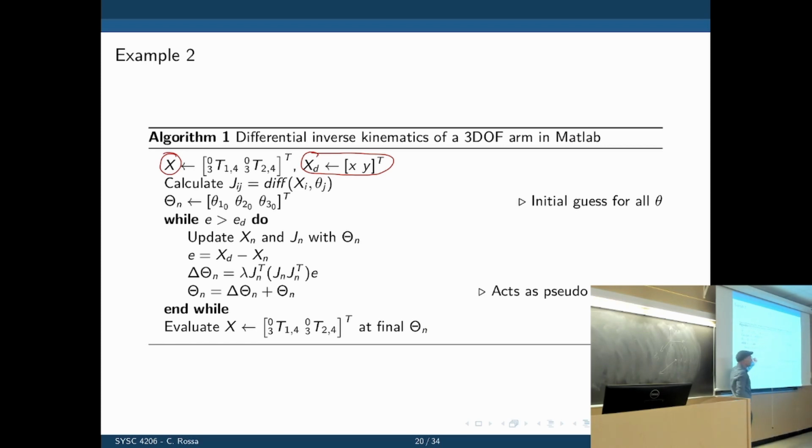That's the equation we had before: lambda, a constant, the pseudo-inverse Jacobian, and the error. This is an interesting control problem because the greater the error, the more variation we'll see in motion towards where we want to be. The closer you are, the smaller that will be. What is this? This is the speed.